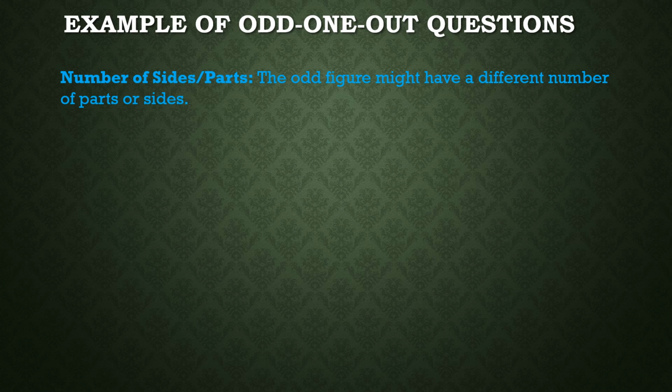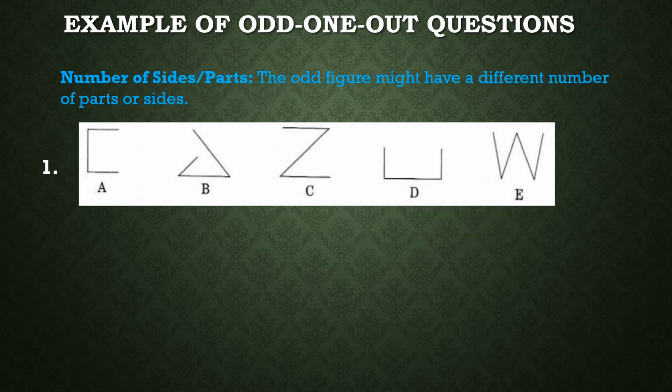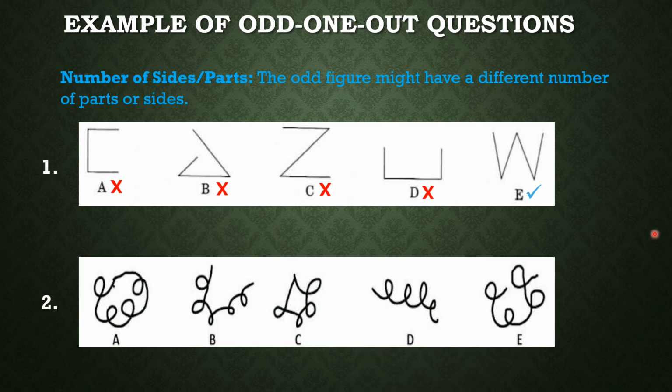Now let's see the next type of example, wherein the number of sides or parts does not match. In the first example, there are different shapes. How can we identify the odd one out here? Let's see how many sides they have. This particular image has three sides, again three sides, again three sides, again three sides. But here, the number of sides is four. So definitely this one is the odd one out image. Let's check another example.